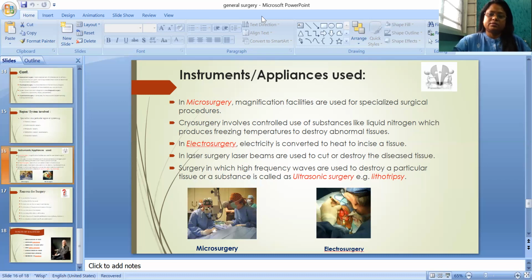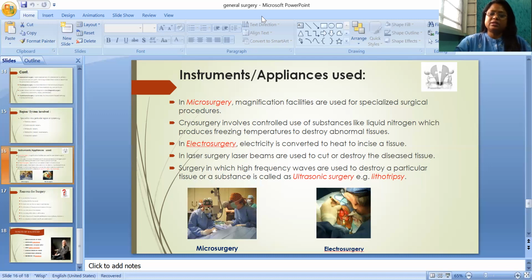Okay, so there are some clinical cases. Cryosurgery involves controlled use of substances like liquid nitrogen, which produce freezing temperature to destroy abnormal tissue, like small tumors. You can destroy tissue through cryosurgery, but the temperature is minus 196 degrees centigrade or minus 198 degrees centigrade, right?